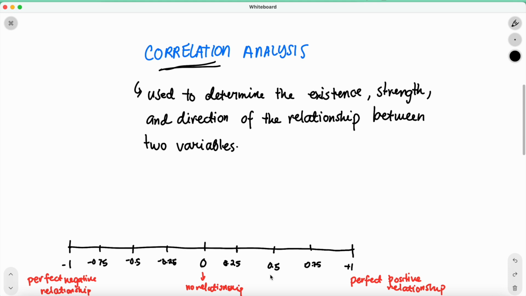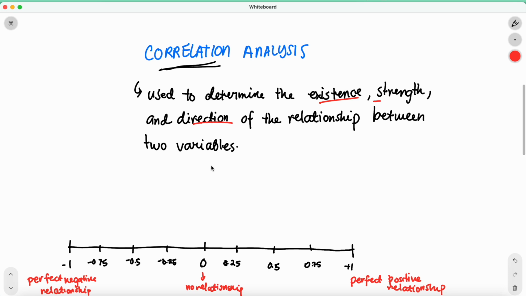So today we will be learning about correlation analysis. Correlation, the root word is relation or relationship. Correlation is used to determine the existence, strength, and direction of the relationship between two variables. So it tells us the direction and the strength or even the existence of the relationship. Existence, strength, and direction of the relationship between what? Two variables. We need two variables for a relationship to exist or to be determined.